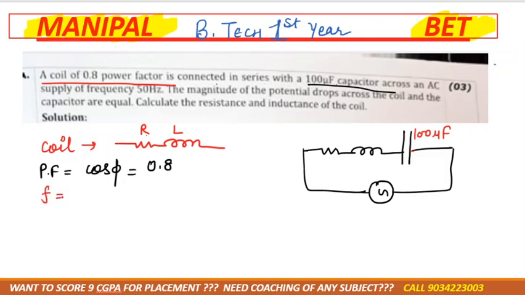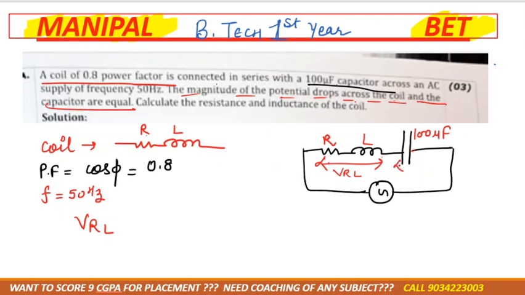Then how much frequency? That is 50 hertz. So whatever they have given, write it side by side. The magnitude of the potential drop across the coil, the voltage across the coil, is VRL. Because if the coil is the combination of R and L, then the potential drop across the coil is denoted by VRL, and the capacitor voltage is equal. Both the voltages are equal. What they want is to calculate the resistance and inductance of the coil: calculate the value of R, and calculate the value of L.